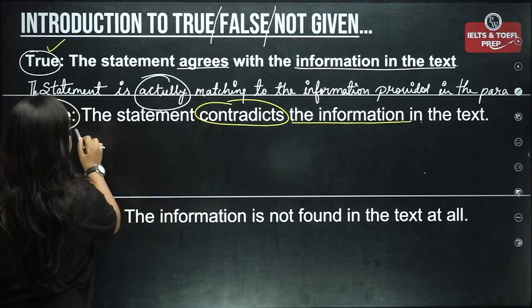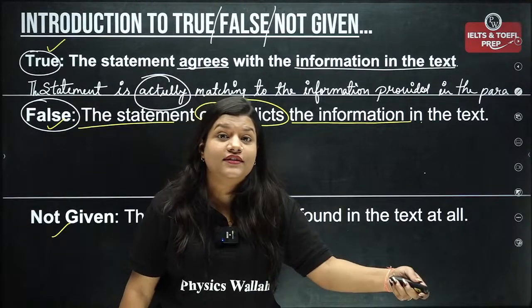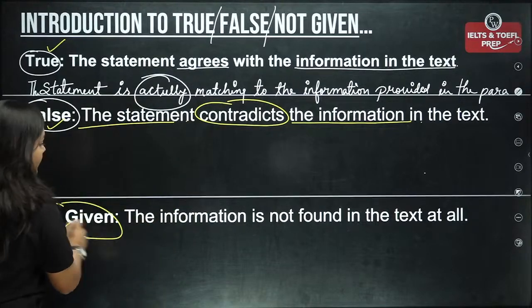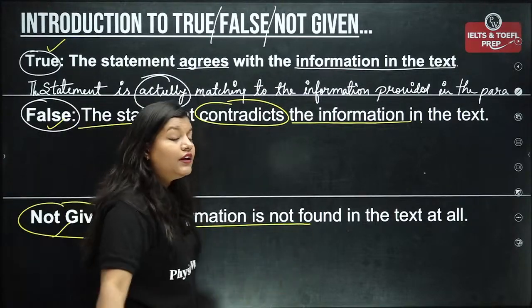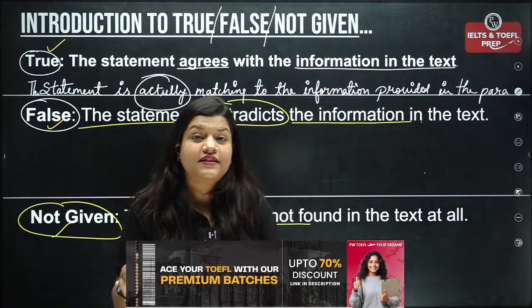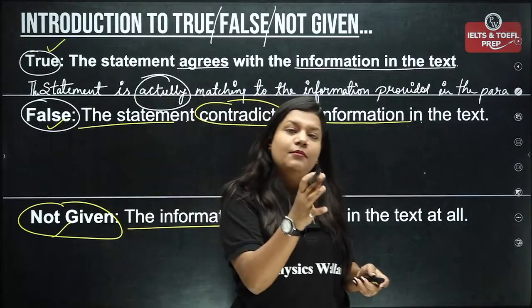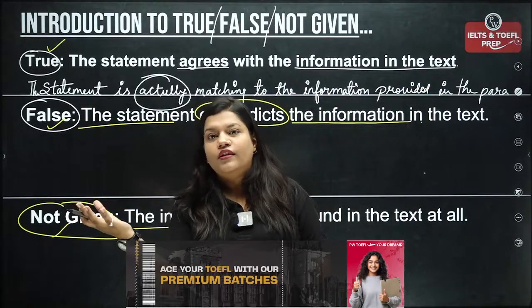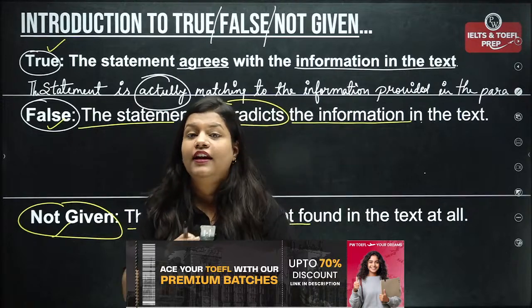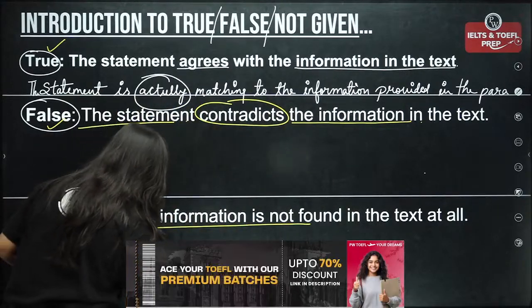So yes, this is what you're going to take care of when the information contradicts the situation. Now, not given, I have already told you, is when the information is not found in the text at all. The information is not there in the passage at all. What do I mean by this? It's not like the things are mentioned and it is contradicting. There you are going to mark it as false. Not given is when the entire information is not mentioned at all. You have to be very strict about it.